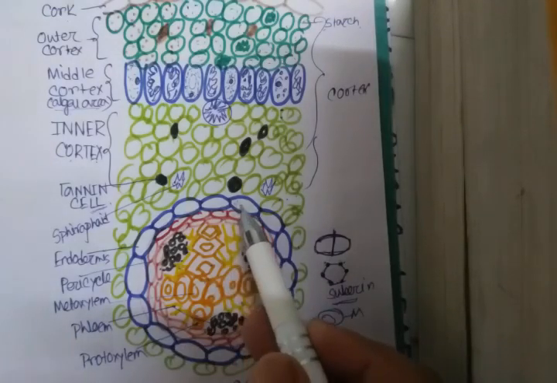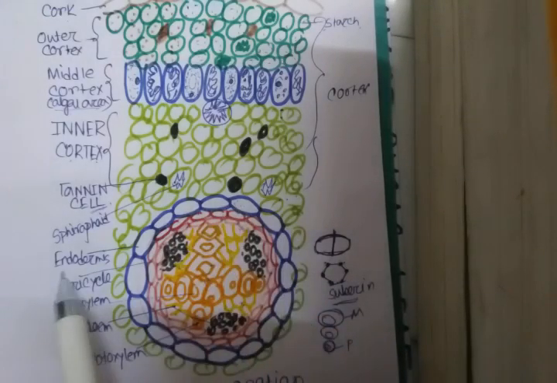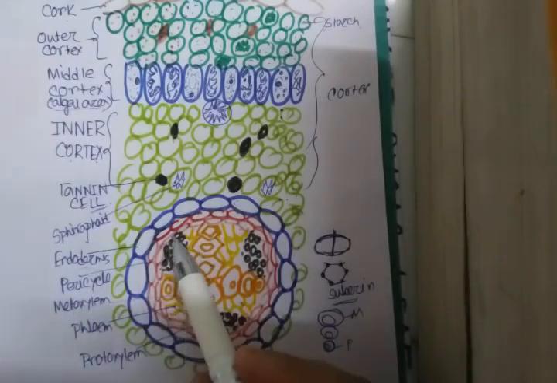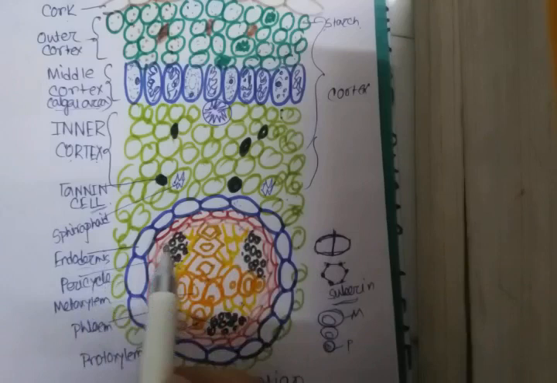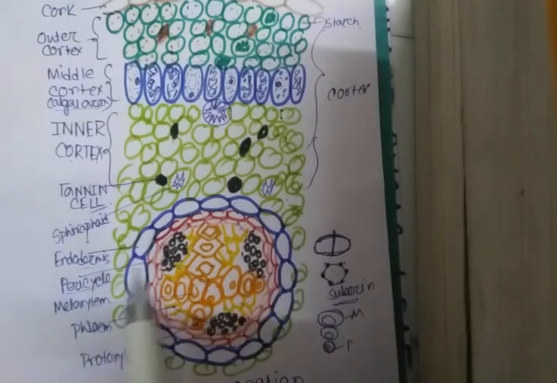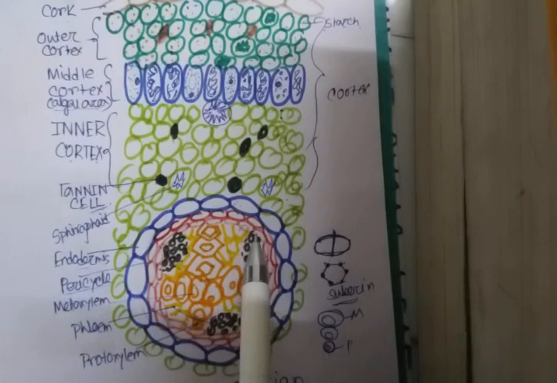So this layer is called the endodermis, and after the endodermis there are another 2 to 3 layers present which are called the pericycle. In my diagram this is the red color, you can see that. So this layer is called pericycle, and this is also made up of parenchymatous cells.